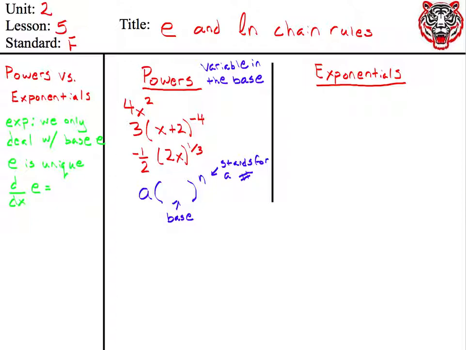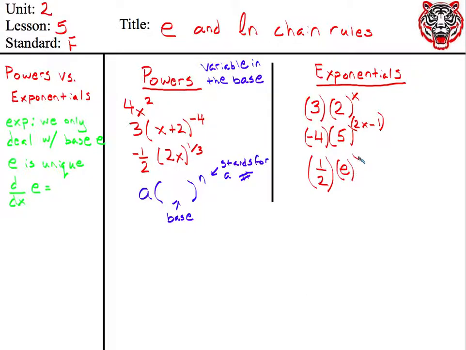All right, so that's a power, but what's an exponential? So let's look at an example of that. Exponentials: 3 times 2 to the power of x. Oh, look at where the variable is now. Let's check this one out. -4 times 5 to the power of 2x minus 1. And all of that is to the power. Maybe I should put a parenthesis up here. Another one: 1/2 e to the power of x squared. I should put parentheses around these.